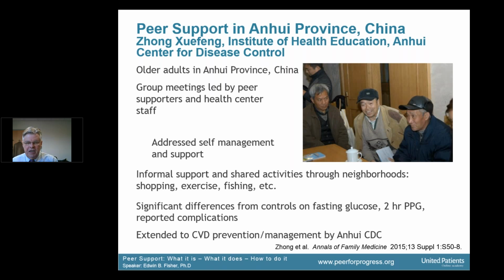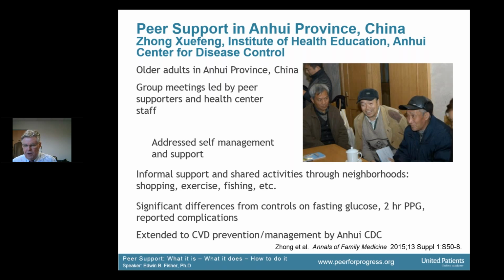So the peer supporters lead group meetings monthly with health center staff, where people with diabetes can have their questions answered and talk about how they're doing. And then they also have informal group meetings led just by the peer supporters that address self-management and support issues. In addition to the group meetings, there's informal support through shared activities in neighborhoods, people shopping together, exercising together, even fishing together.